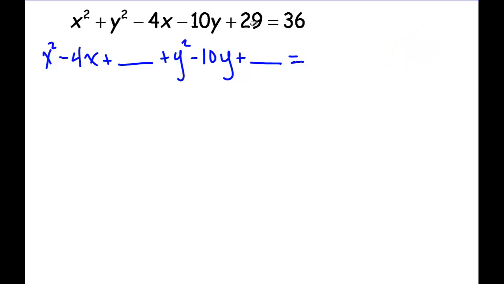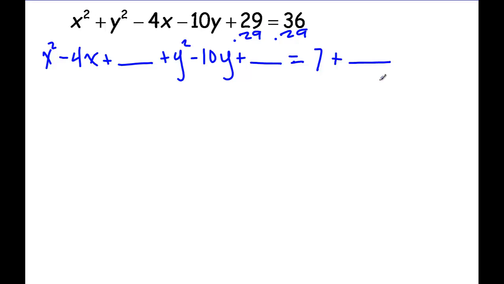Then I'm going to subtract the 29 from both sides as well. So I'm going to do a minus 29, and that'll give me 36 minus 29, which is 7, equal to 7, and then I'm going to put a plus blank behind it as well. So we're going to fill in these three blanks.